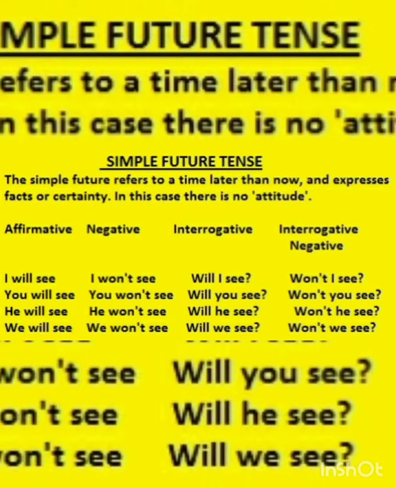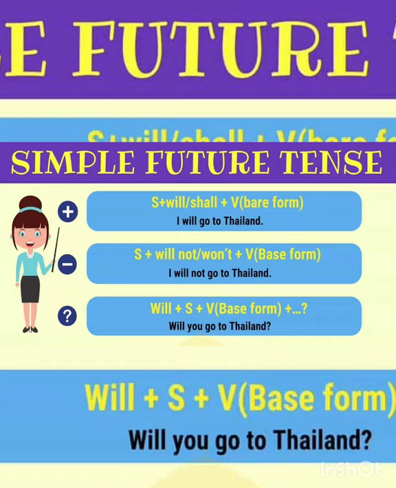Dear friends, simple future tense is used for future actions, or else I can say that this simple future refers to a time later than now, and it expresses facts certainly. And the formula of simple future tense is first comes the subject and then comes a modal auxiliary, that is will or shall, and then comes the verb 1. Example, I will go to Thailand.